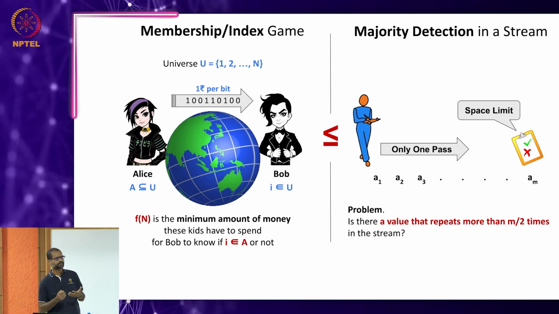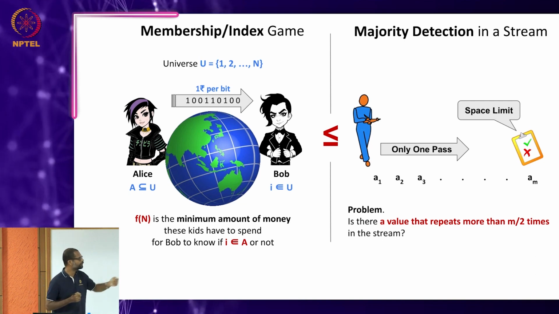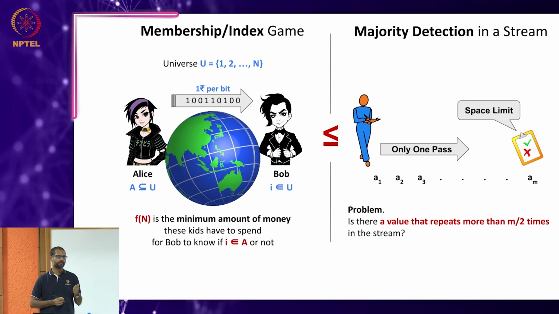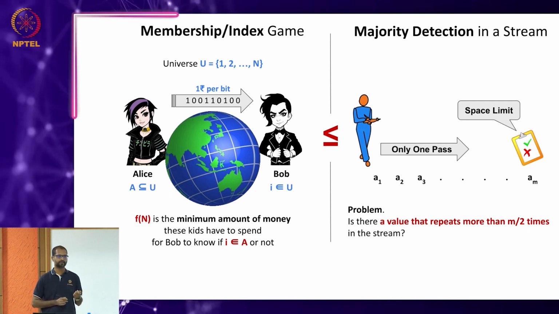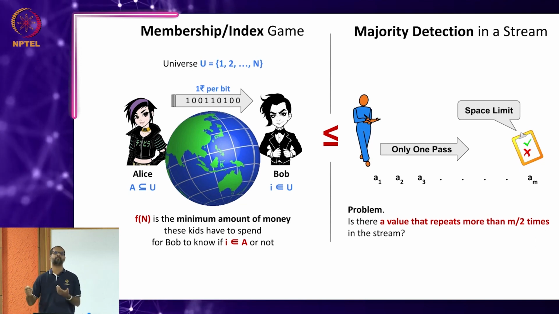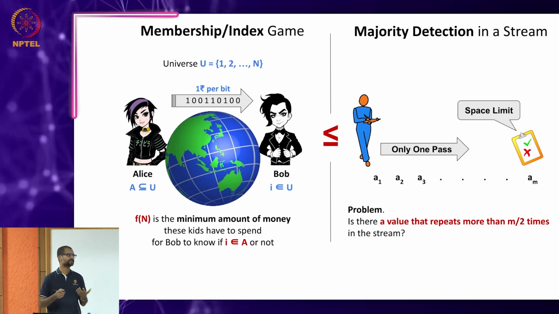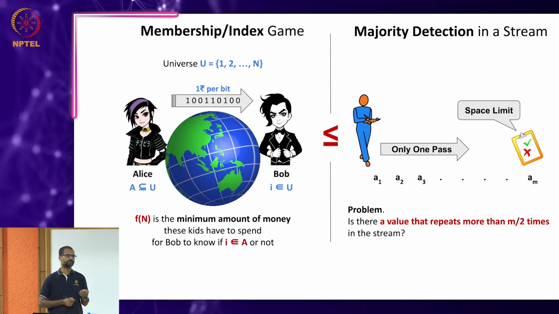Okay. So here again, in majority detection, let me recall, you have a stream of numbers A1 to AM. You want to check if any number appears more than half m times. In fact, to keep it simple, I don't even bother which number. I just have to detect if there is one number which appears more than half the times in the stream.